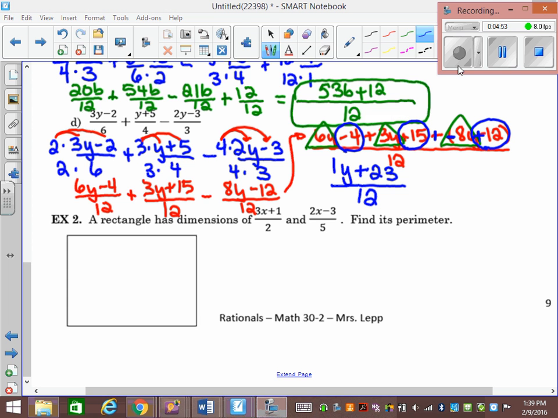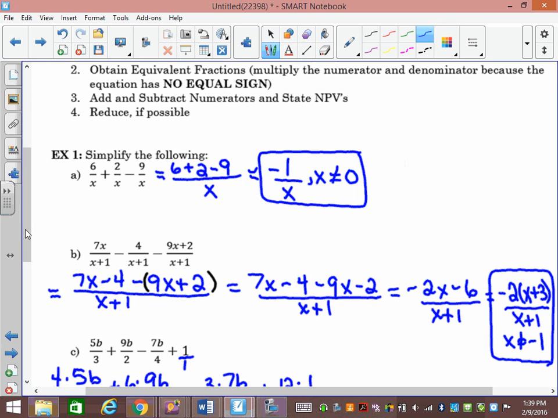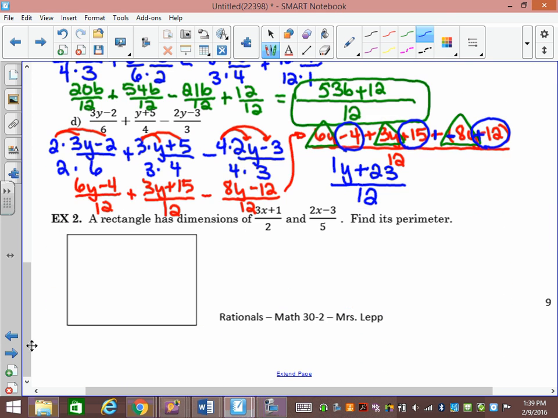Okay. This one says, a rectangle has dimensions 3x plus 1 over 2, 2x minus 3 over 5. Find its perimeter. Perimeter is like if you were fencing in a cattle pen. It's going around the outside, right? It's like if I just walked around the perimeter of this room, pretend I am, I'm not. I could walk around the perimeter of this room.